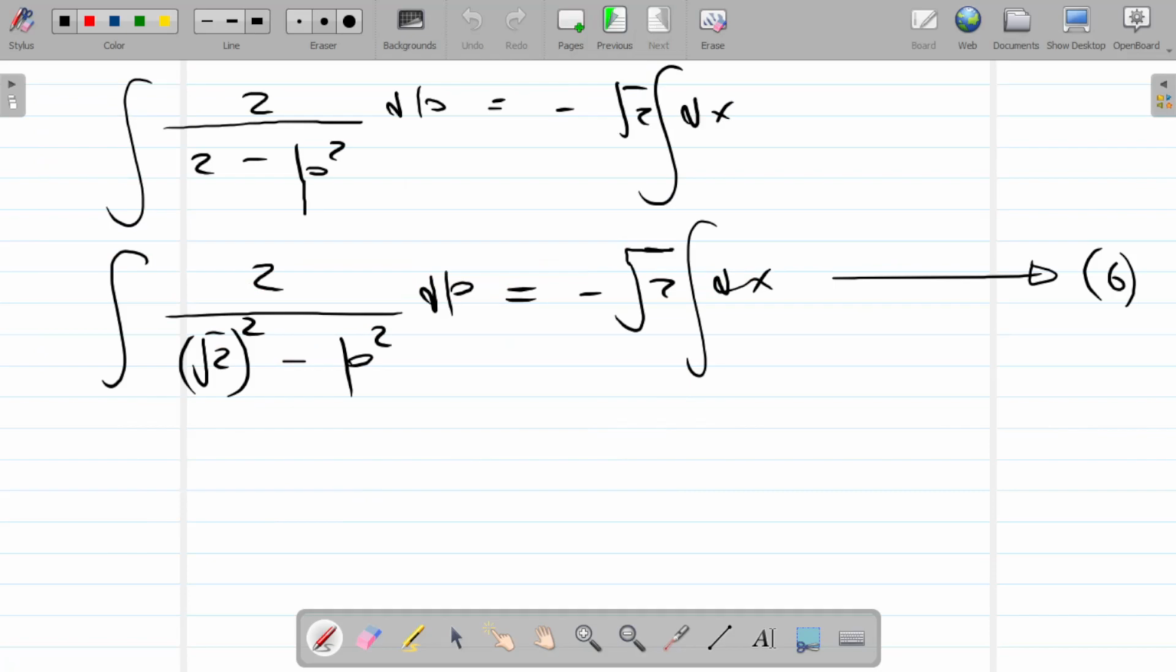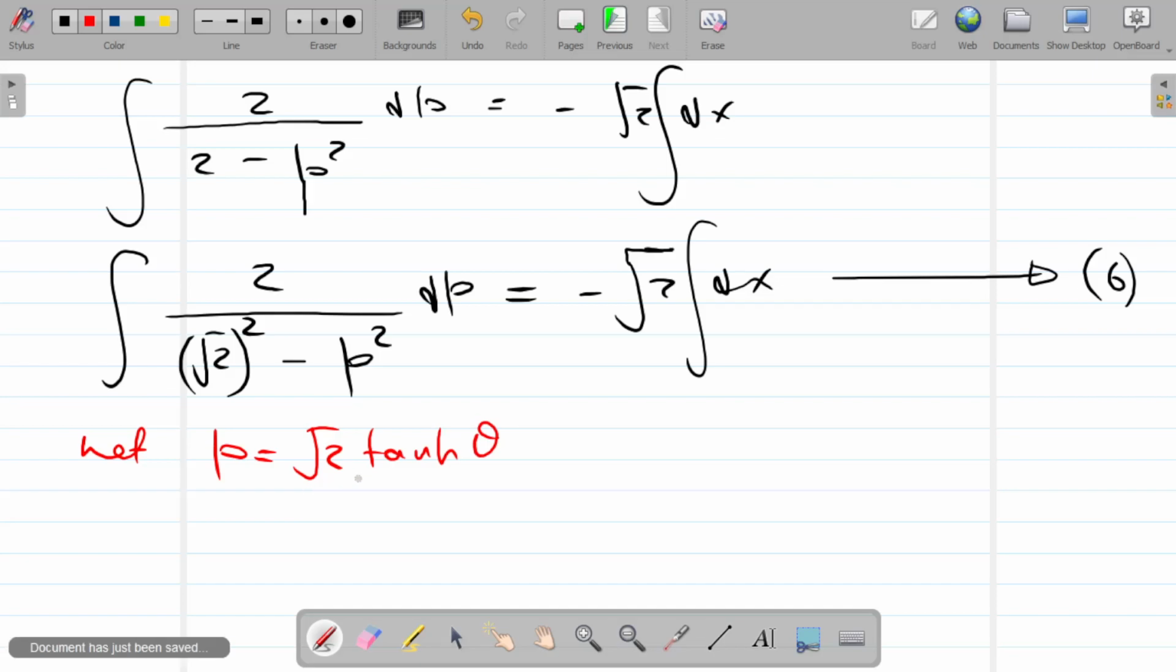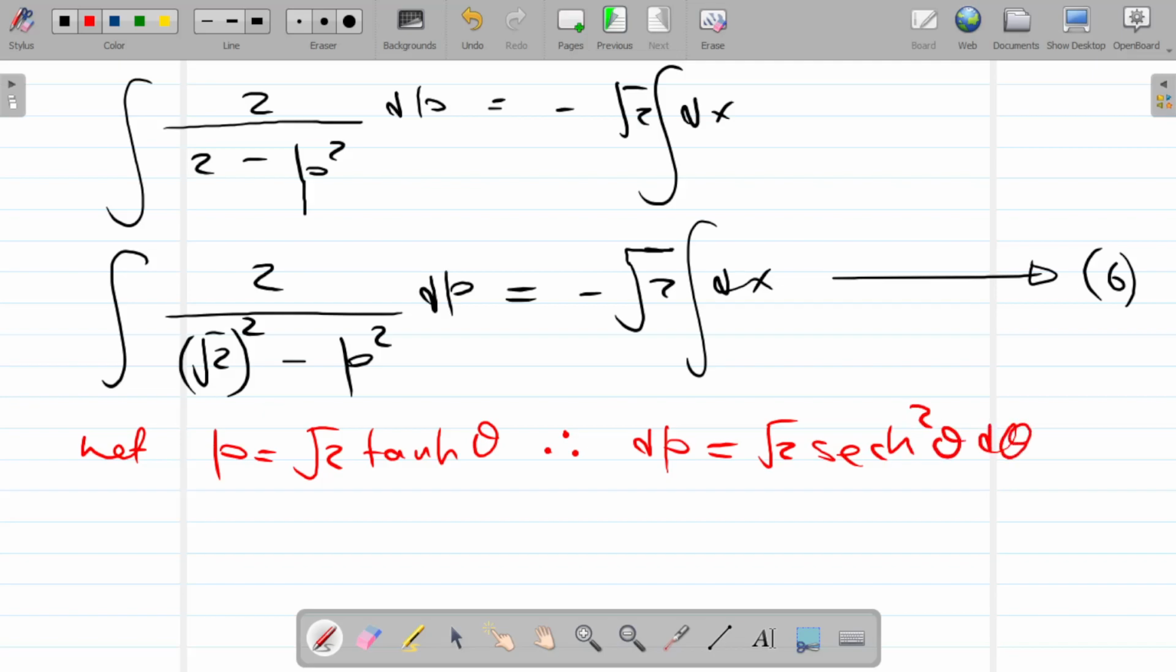So now we can say this is another substitution. Let p be equal to root 2 times the hyperbolic tangent of theta. The reason I've chosen root 2 tanh theta is because we want a root 2 all squared here so that we can factorize it out of the denominator. Before we do that, we see that dp is equal to root 2 sech, or hyperbolic secant, squared theta d theta.